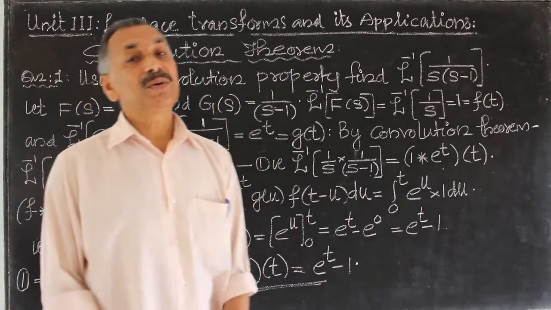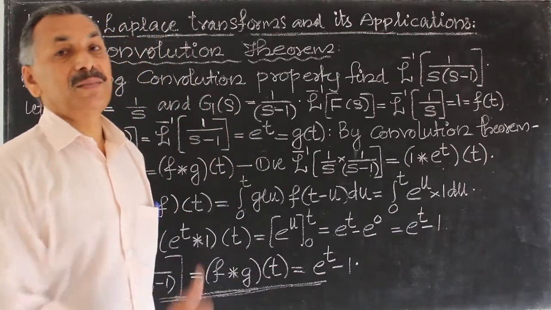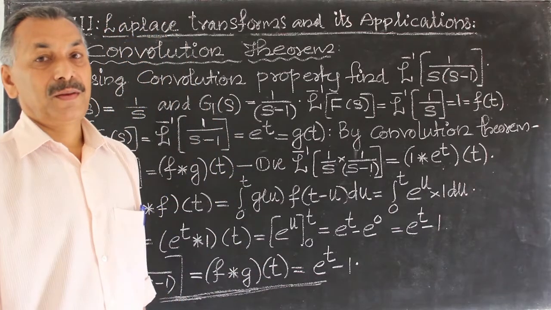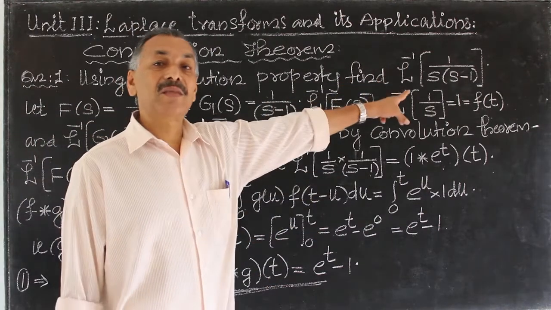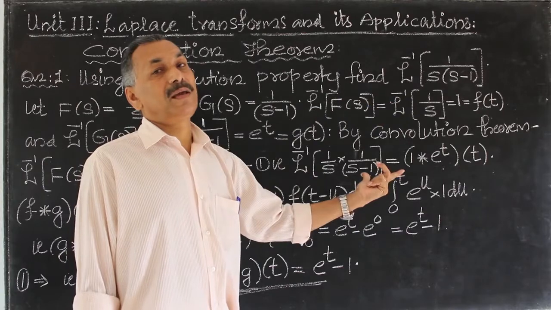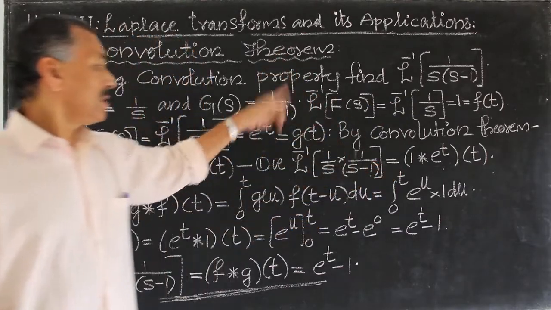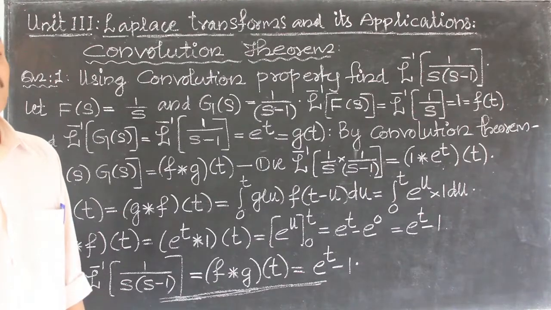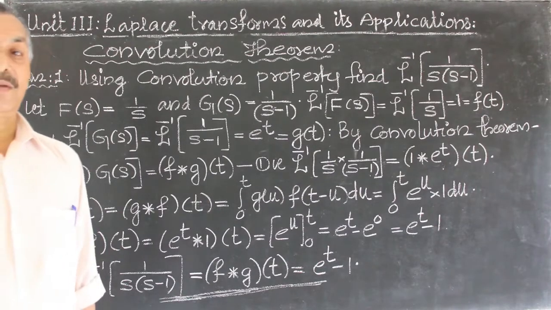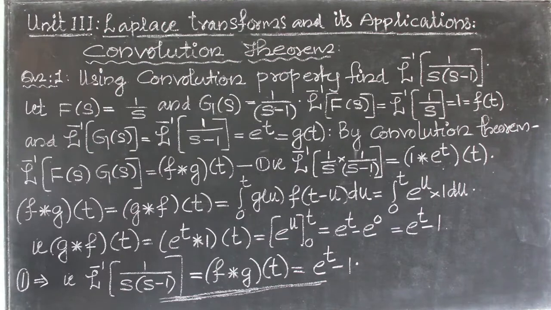The convolution principle is applied in the other method. In the other way, find the inverse of this one, and you get the same result. Then with the convolution principle applied, L inverse of F(s) into G(s) is equal to f star g of t. Then save it, and note what the convolution principle applied.